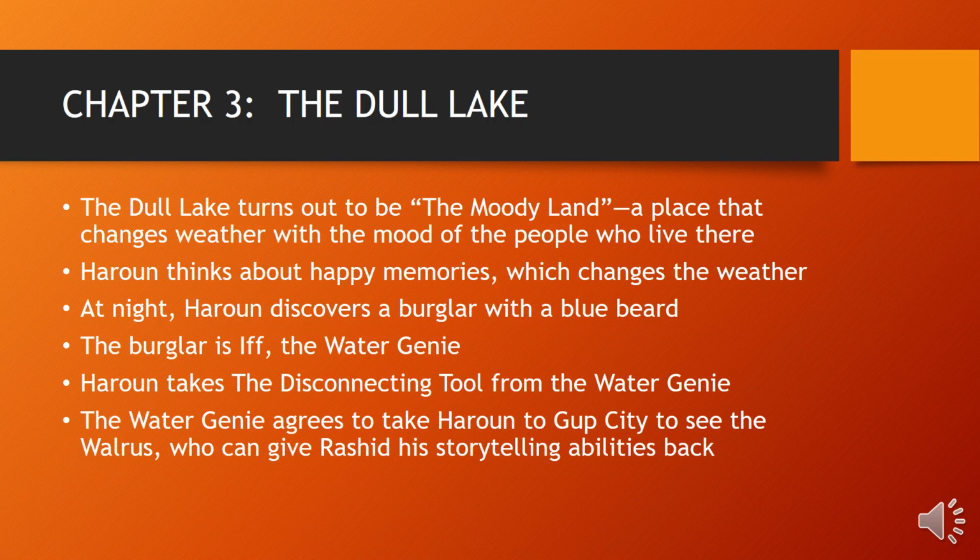Moving on, chapter 3, the Dull Lake. The Dull Lake turns out to be the Land of Gup, a place that changes weather with the mood of the people who live there. So this is another example of magical realism where maybe there's a place where people are unhappy or where weather changes a lot, but it has an actual effect on the mood of the people in a magical way in this example.